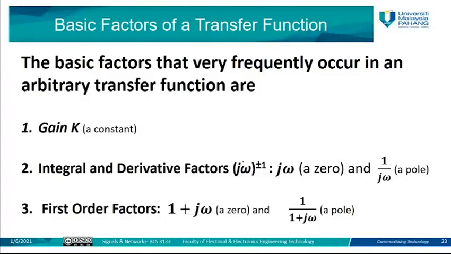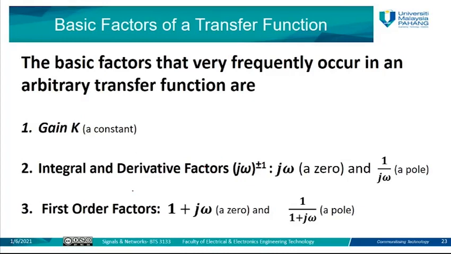So in this case, we have either j omega, that means a zero at the origin, or 1 over j omega, so it is a pole at the origin. Each one of these factors has its own Bode plot drawing. We will see later on each one by one.